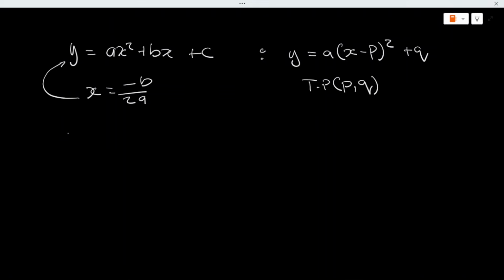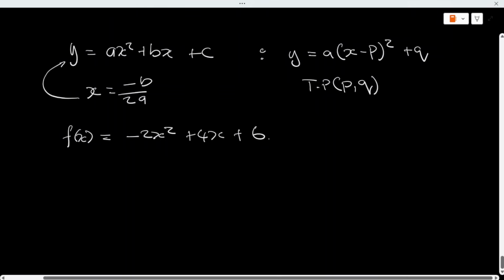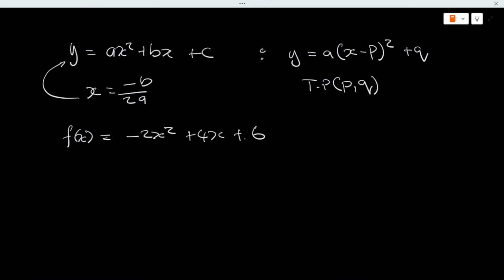Say we are given the function f of x is equal to minus 2x squared plus 4x plus 6. Now, in this case, to find the turning point, as we can see, this is a standard form of the quadratic function or the parabolic function. So what we need to do is use this formula, that x is equal to minus b over 2a.